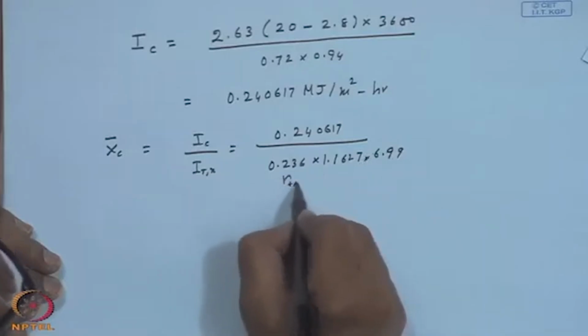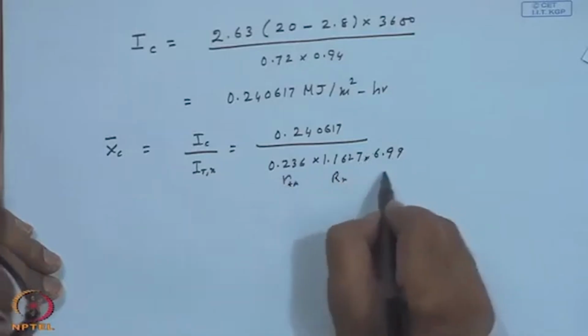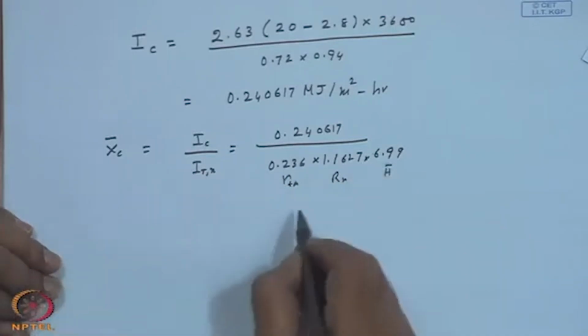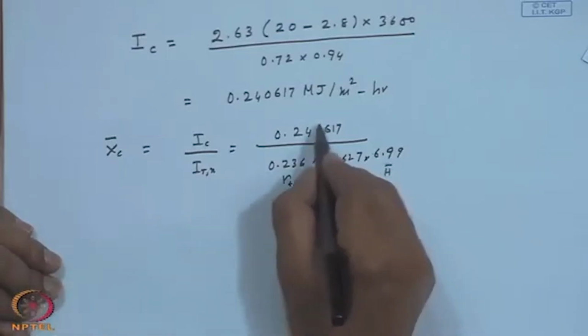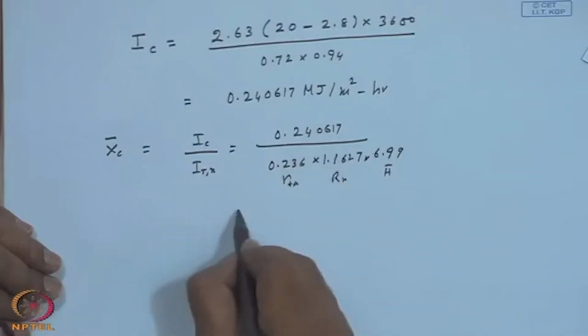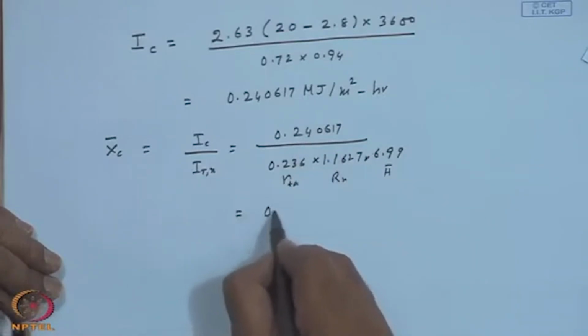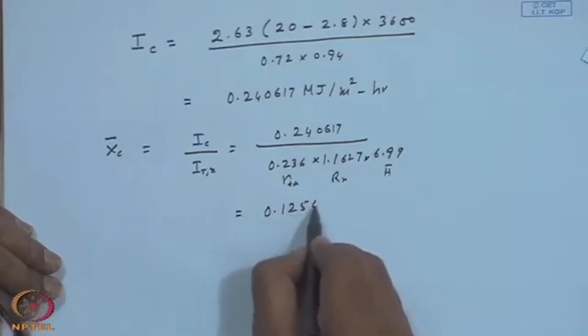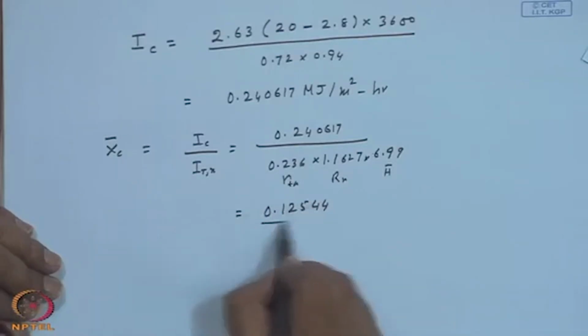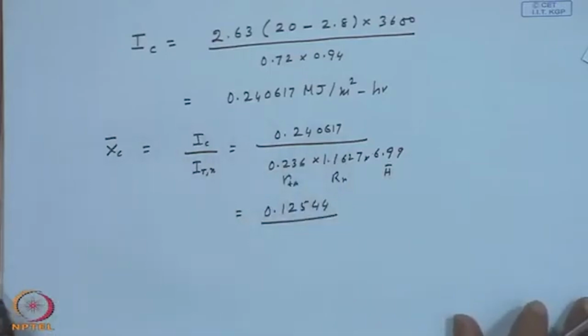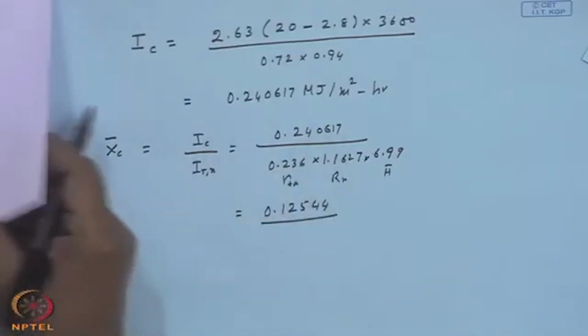R n R n h bar. Okay. So, this is in megajoules, this is also in megajoules, no problem. This is equal to 0.12544. So, this is another thing that we require in the phi bar F chart method. Okay.